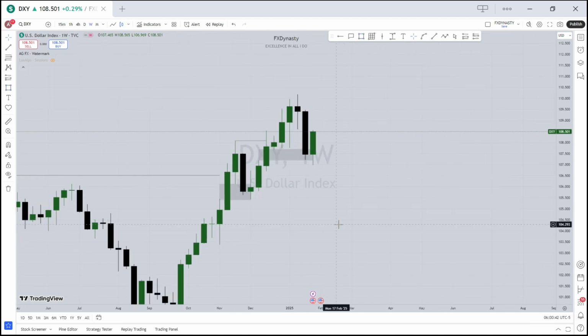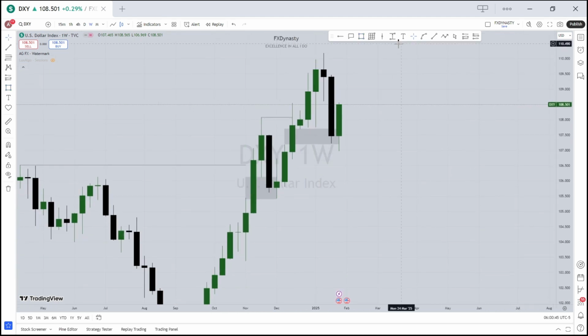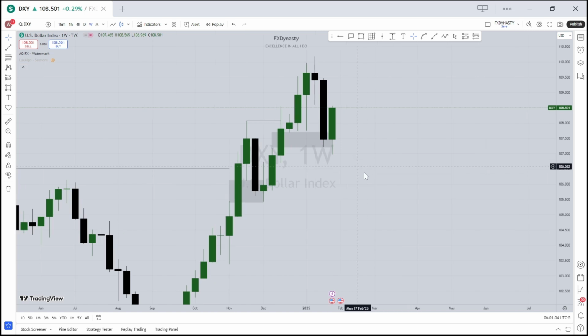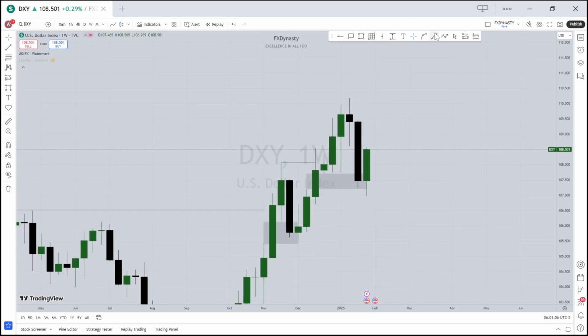So we can see that these two candles actually traded into a weekly imbalance. So that traded into the weekly imbalance, and then we can see the reaction. You can see the reaction here. This bullish candle is reacting from that imbalance, meaning that we can see a potential run on this side.